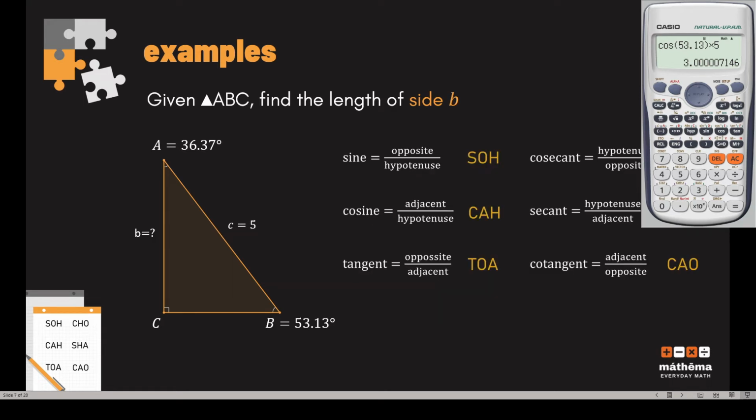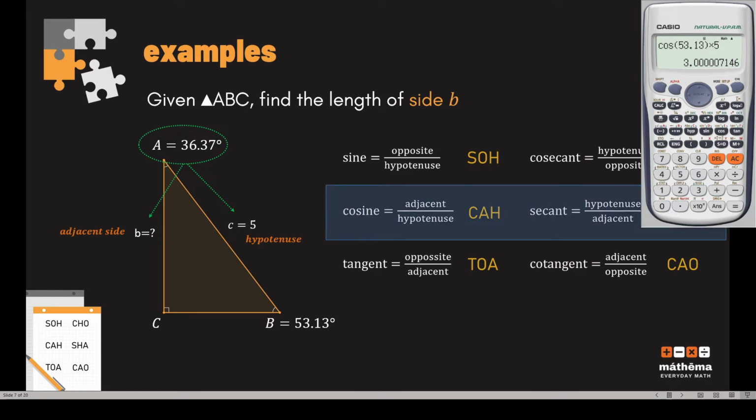Example 2. So given triangle ABC, find the length of side B. So this time we are looking for the length of our side B. And again, we'll be using our 6 trig ratios. With respect to A, B is our adjacent side. That will be our hypotenuse side. So which trig ratio to use? We have the adjacent over the hypotenuse. That will give us, correct, the cosine ratio.